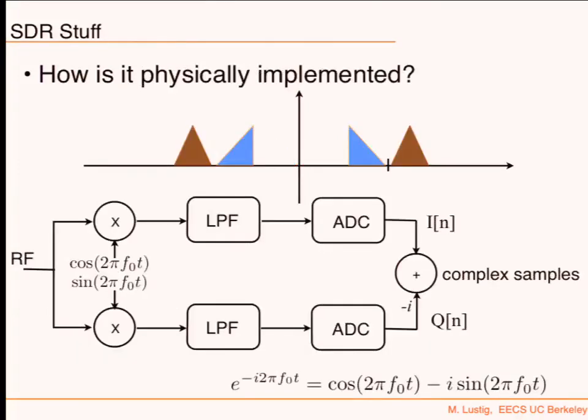How can you multiply by e to the minus 2 pi? Well, what you do is you split into two. You multiply by a cosine, and then you multiply by a sine. You low-pass filter this guy, low-pass filter this guy. You digitize both, and this would be the quadrature component. That's the imaginary component. This one representing the real one. And this is actually what your SDR will do.